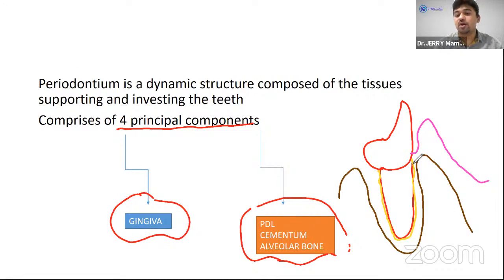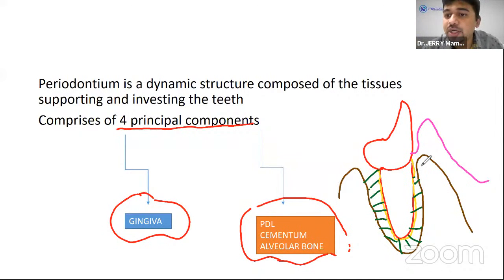Can anybody tell me what is the outermost covering of the root? And then let's put green. And then you have the periodontal ligament fibers. All of you are responding, yes, it is the cementum. Very good. So now we are going to see all the structures.